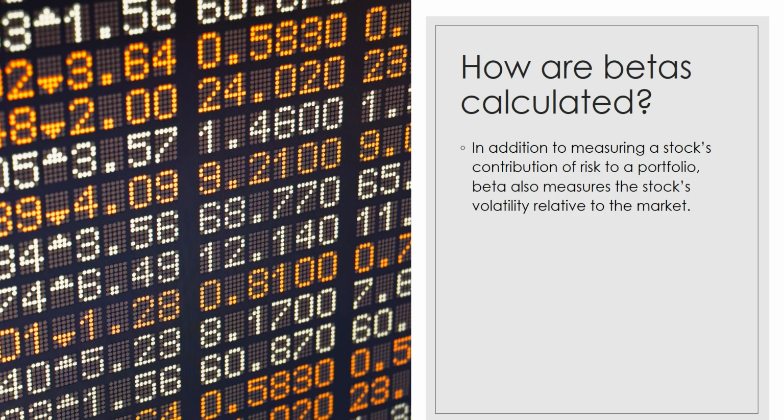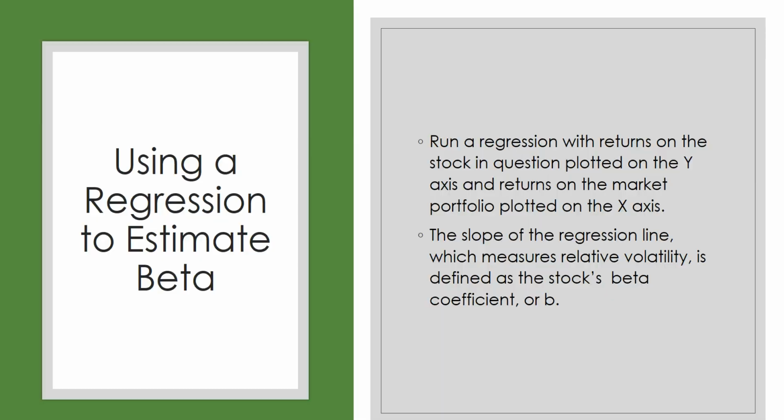So how are betas calculated? Beta also measures volatility relative to the market. So we need to look at a stock's return relative to the market return to calculate our beta. To do that, we use a regression line. We run a regression where we plot the returns of the stock on the y-axis and the market portfolio returns on the x-axis, and we find the line of best fit. The slope of that line of best fit is the stock's beta.